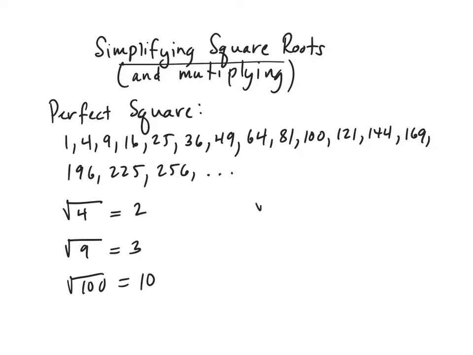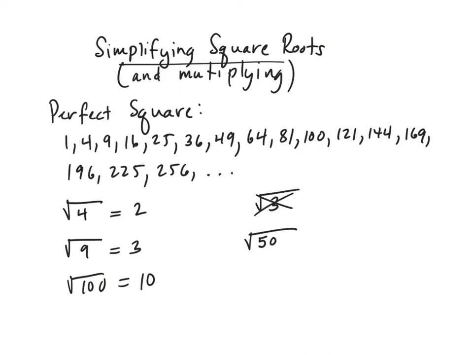If I ask you to take the square root of, say, 3, you can't do that unless you approximate. And a lot of times in mathematics, we want to keep our answers exact. That's why we simplify square roots. The square root of 50. We can't make that a whole number, but we can simplify it.